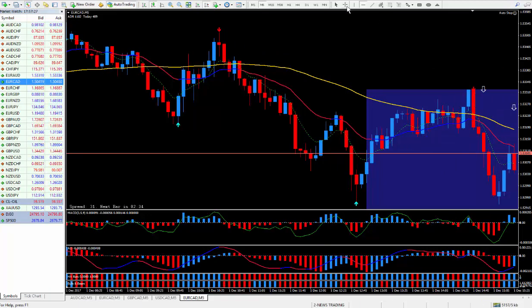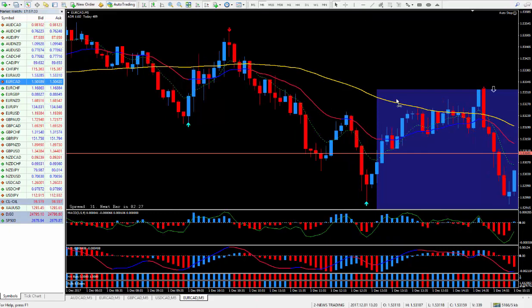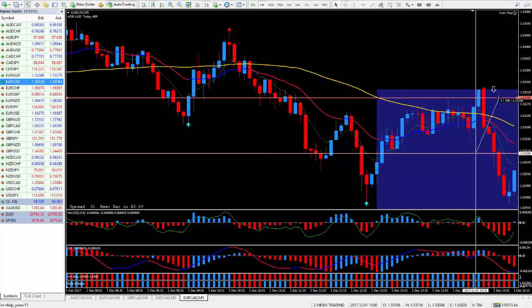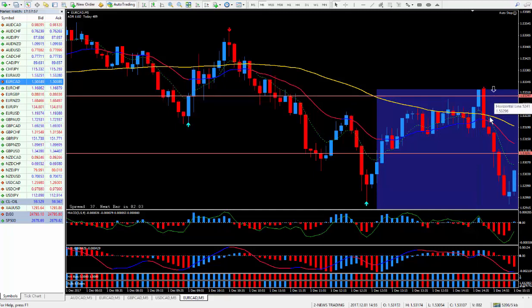I don't know exactly where the 20 pip stop is, but we'll be up around here somewhere, a little bit higher, approximately there. And the target I will leave open, as the news will take off in 5, 10, 15 minutes. I'll just be managing the trade.